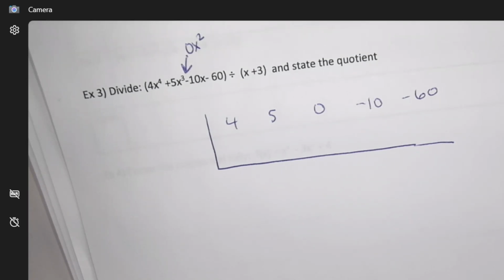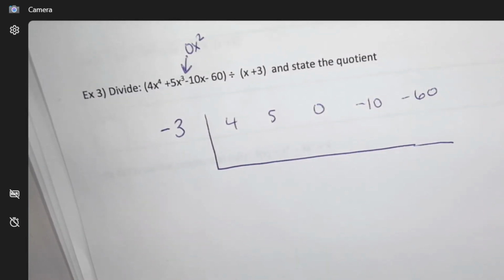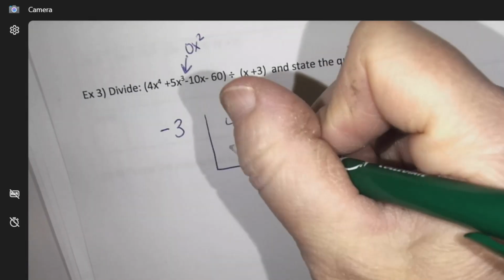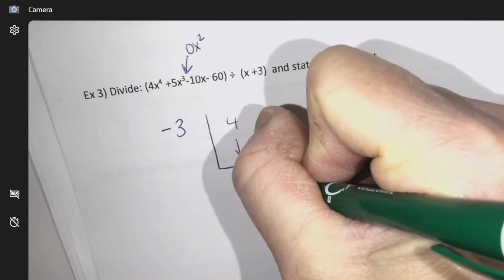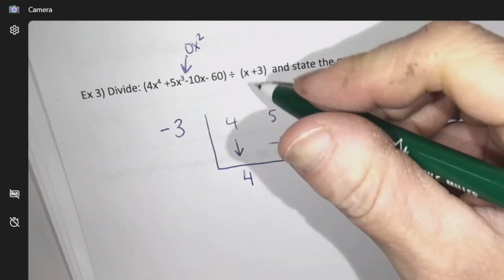And we're going to place what root number, what x-intercept number on the outside? -3. Okay, bring the first down. Okay, go ahead. Times, add, times, add.